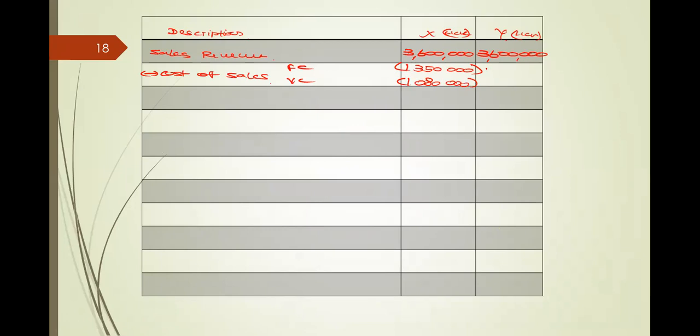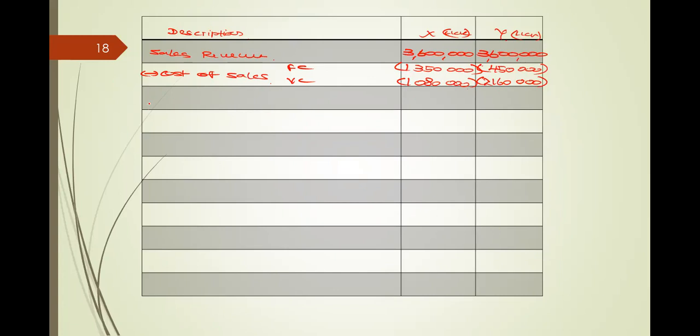Now tell me the fixed cost related to the cost of sales in case of Y. Fixed cost 450. What about variable cost? 2,160. Is this the one? Yes, sir. That is the cost of sales.